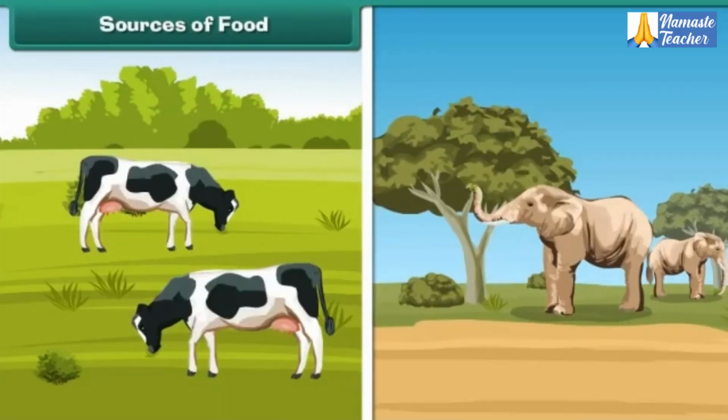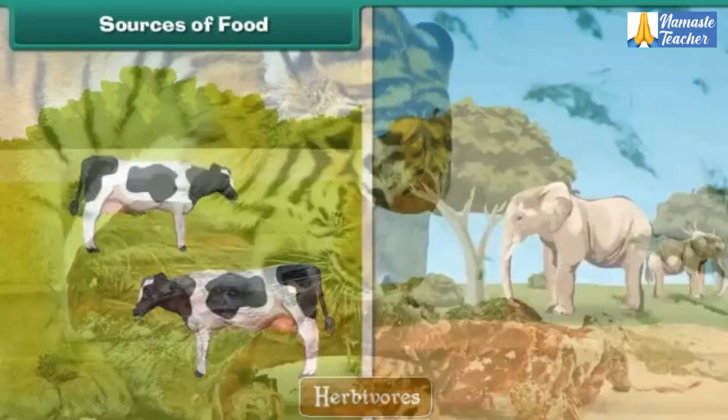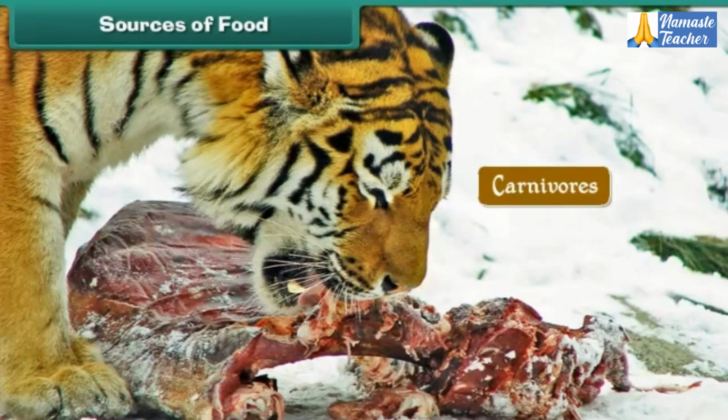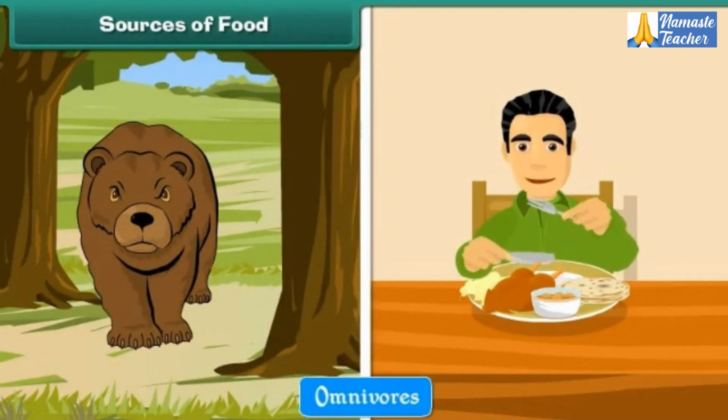Sources of food. Some animals get their food from plants. They are called herbivorous. Cows and elephants are examples of herbivorous. Some animals kill and eat other animals for survival. They are called carnivorous. Tigers are examples of carnivores. Some animals get their food from both plants and animals. They are called omnivorous. Bears and humans are examples of omnivorous.